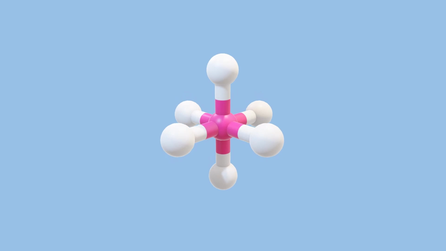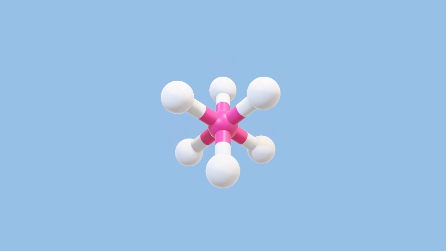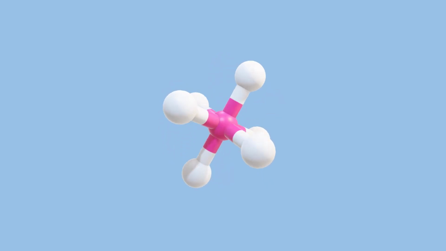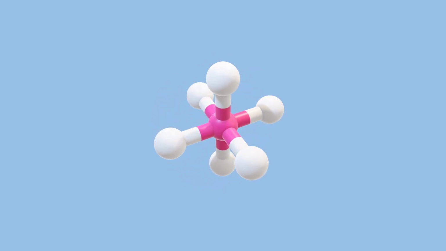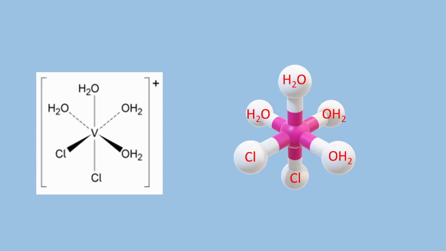Transition metals, including vanadium, often form complexes with an octahedral shape. The central metal cation, vanadium in this case, makes 6 coordinate bonds with ligands. The ligands present in this complex are chloride ions and water molecules. The complex ion is shown in square brackets with the overall charge on the ion at the top right.